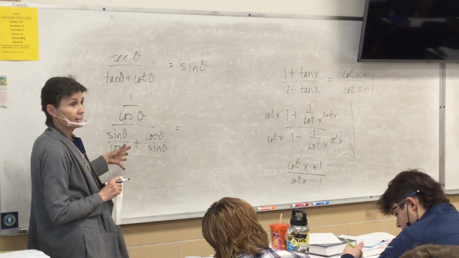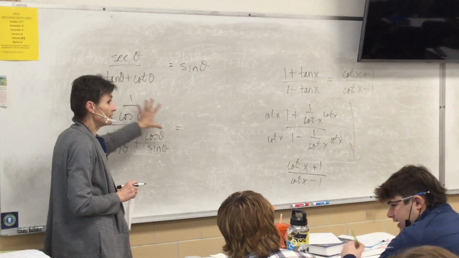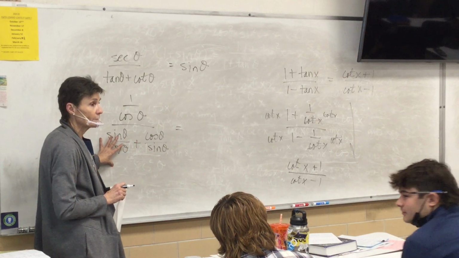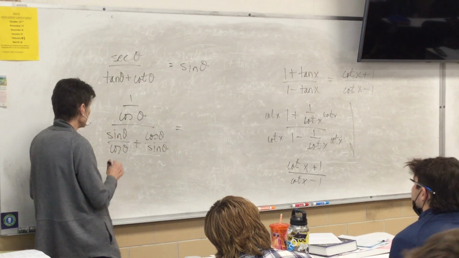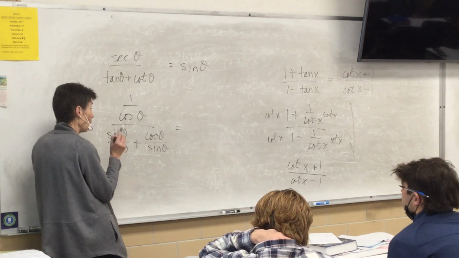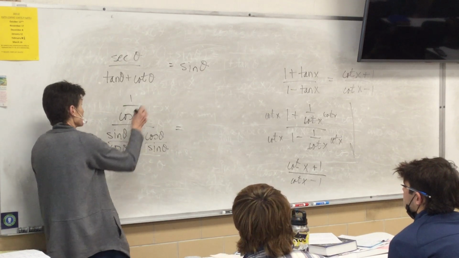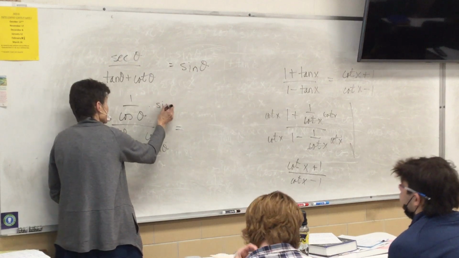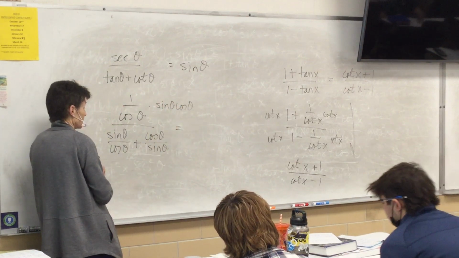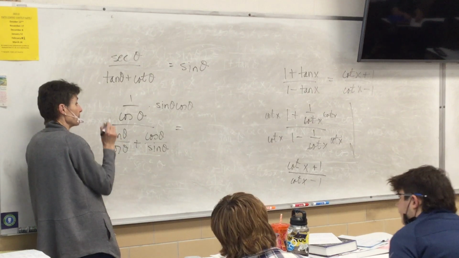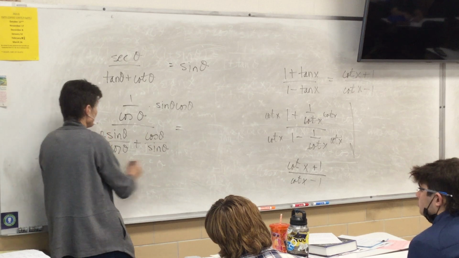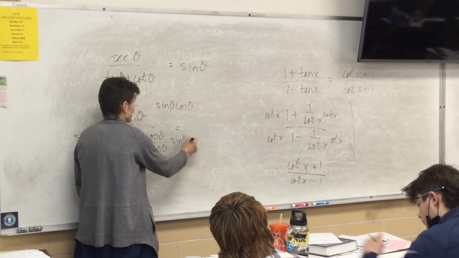As has happened a bunch of times today, this is a complex fraction. And so what am I going to need to multiply by? You need to multiply by the common denominator of the whole shebang. So you're going to have to multiply by sine and cosine. Not sine plus cosine, but sine times cosine. So everything's getting multiplied by sine times cosine.